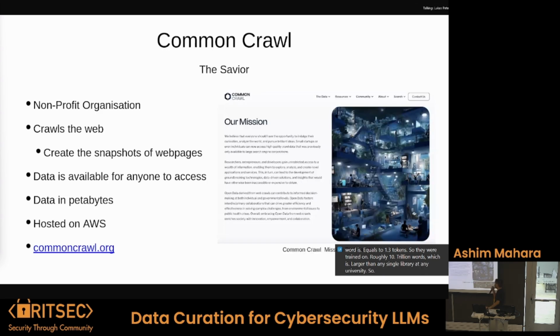So here comes Common Crawl. Common Crawl is a non-profit organization that crawls the web. It creates snapshots of web pages, and they've made the snapshots available to anyone. It is like the Internet Archive or the Wayback Machine, but instead of using the UI, you can access it using programming languages or APIs. It's hosted on AWS, and there's a link for the organization. Some of the core maintainers and contributors for Common Crawl are also contributors for the Internet Archive and Wayback Machine.